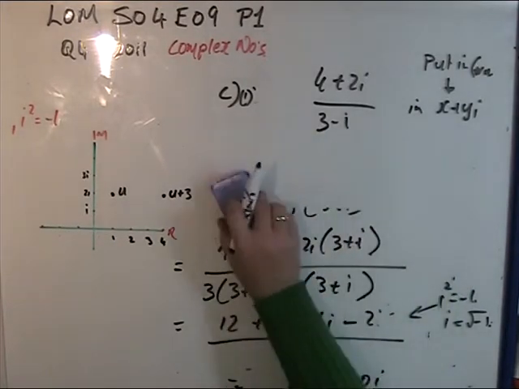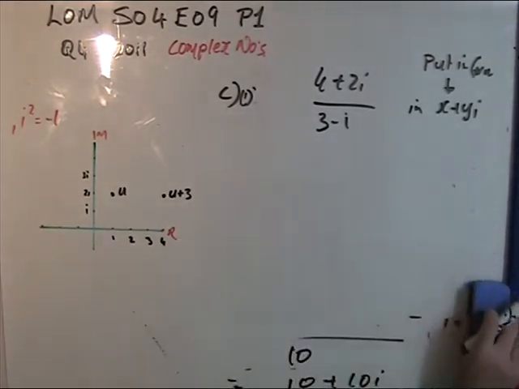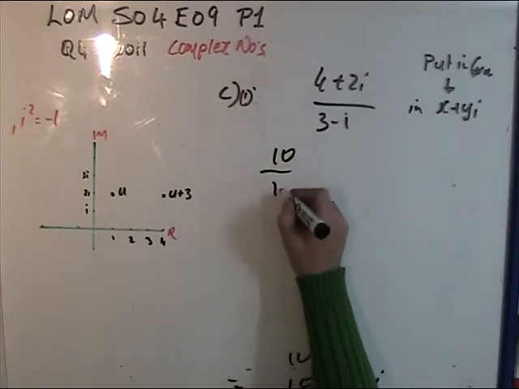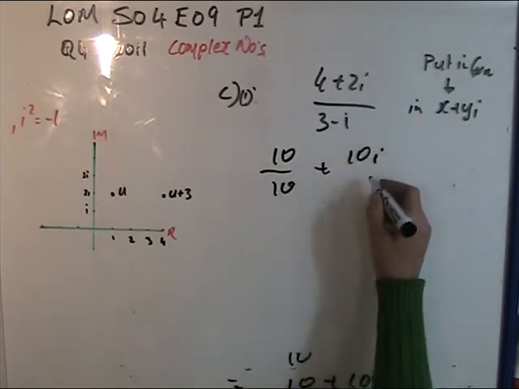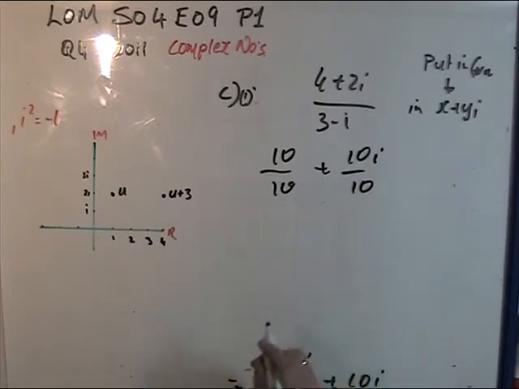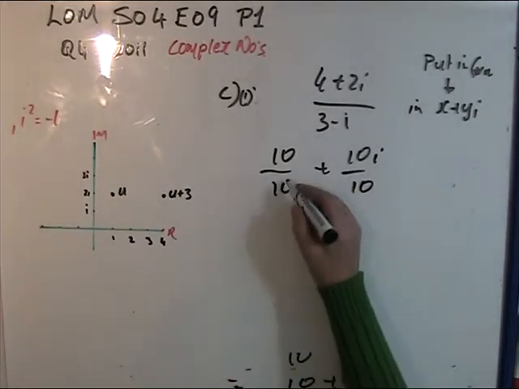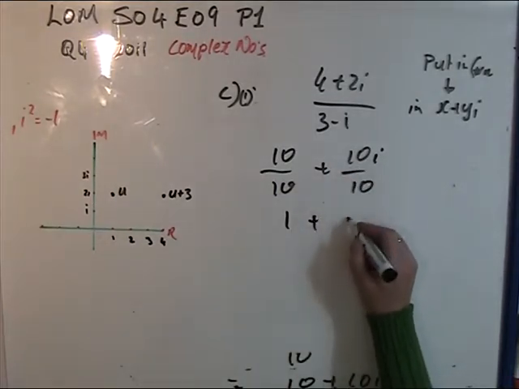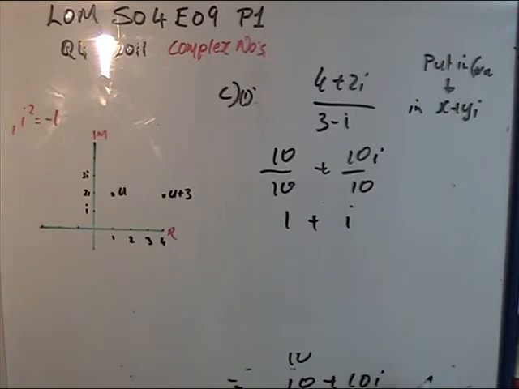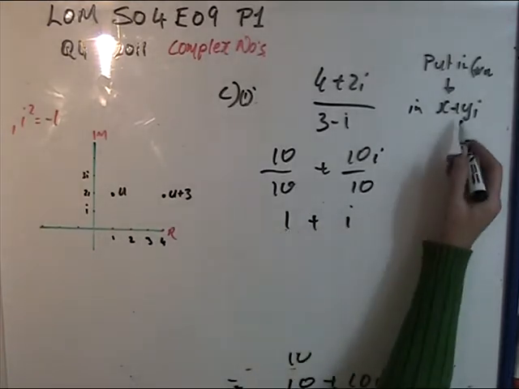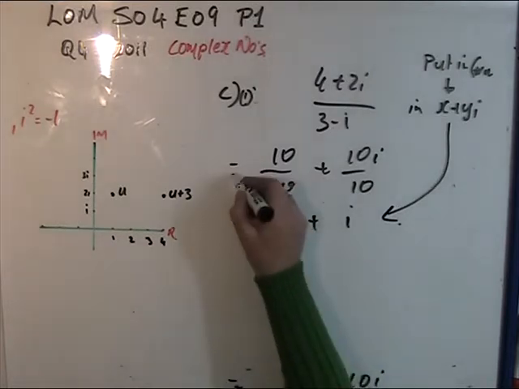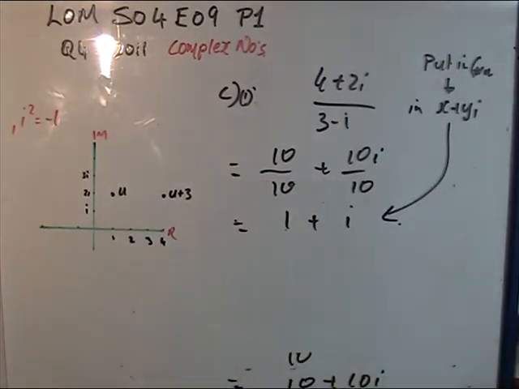So we go back up to the top. 10 plus 10i is the same as 10 over 10 plus 10i over 10. Let me just check that answer. Yes, okay. Now we divide top and bottom by 10, so that becomes 1 plus i. So that's the answer in the form x plus iy.